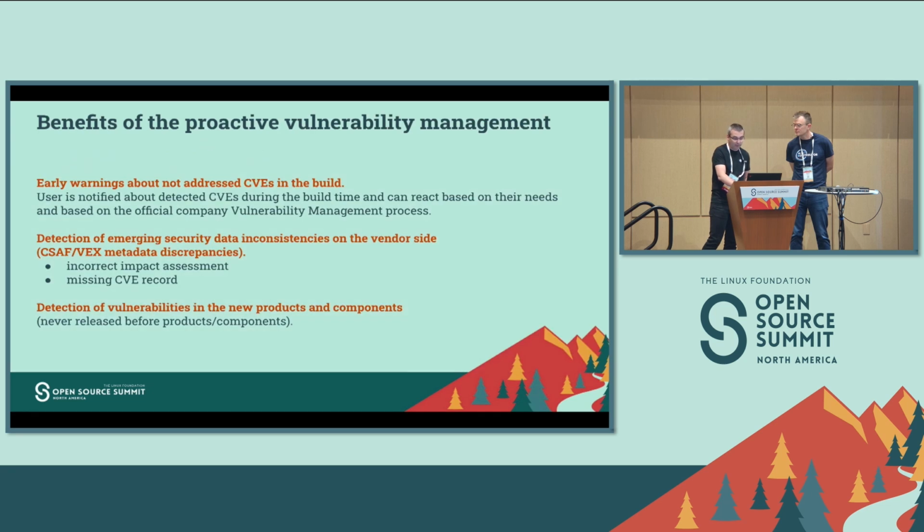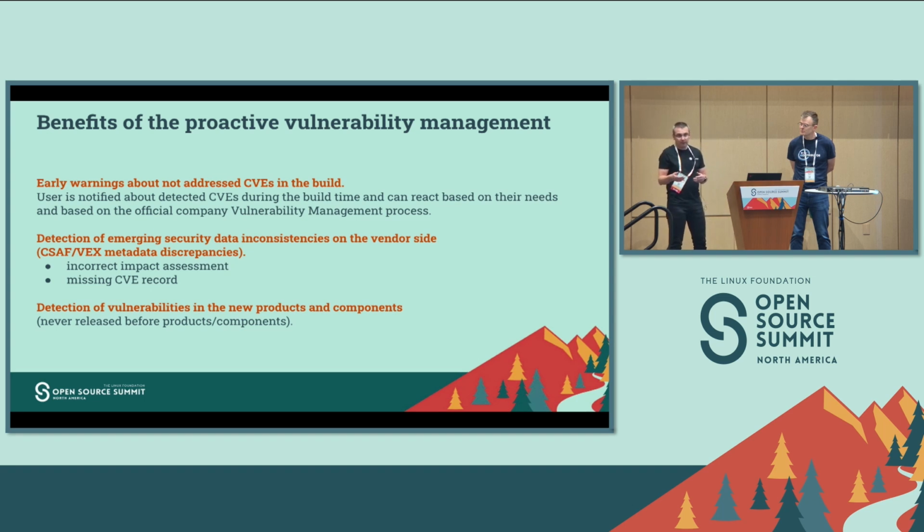What are the benefits? We have very early warning about CVEs not addressed at build time. The owner of the component can address it during the build time, not afterwards when it's already released. What is also very important, we have an option to detect all types of emerging security data inconsistencies in our CVE VEX files. For example, in case a CVE was missed, or in case of wrong risk assessment, all those types of use cases can be addressed.